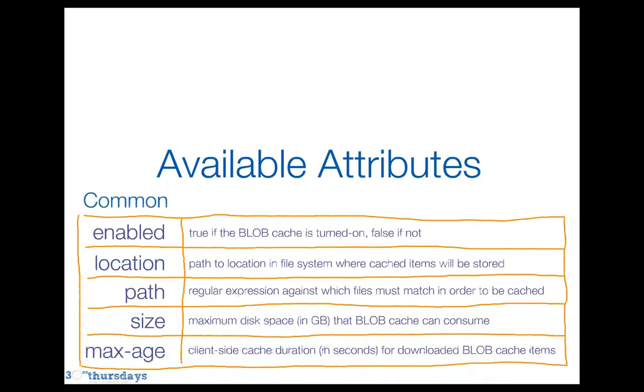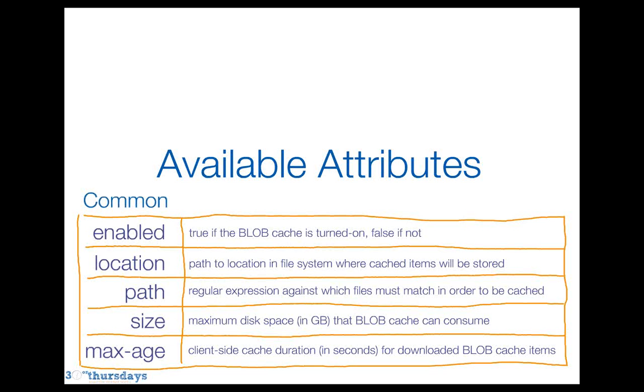We have a number of common attributes available to us. There are more than just the 5 that I show here, but these are the most common ones. Whether or not it's enabled, it's false by default, true if it's turned on. The location is the location in the file system where cache items are stored. By default, it's set to somewhere on your C drive. Most admins will want to move that to a data drive because these can grow to be substantial, and most people don't stick transient data where they can help it on their system drives.